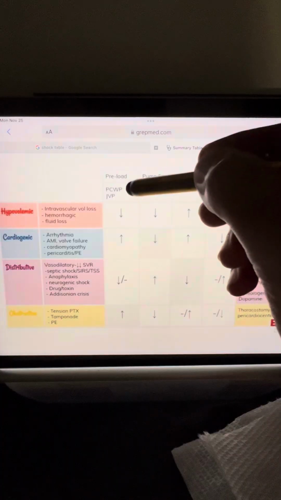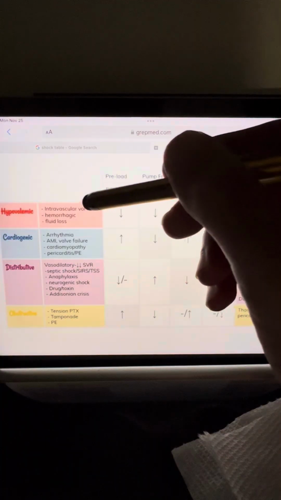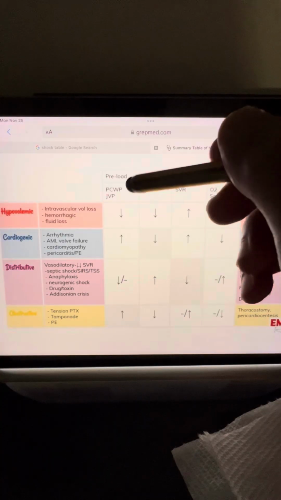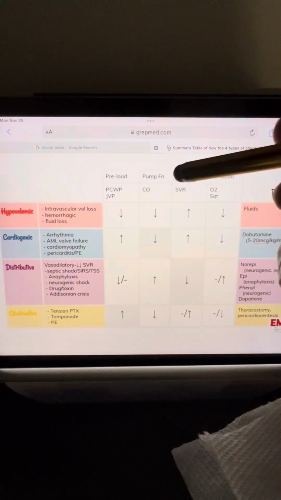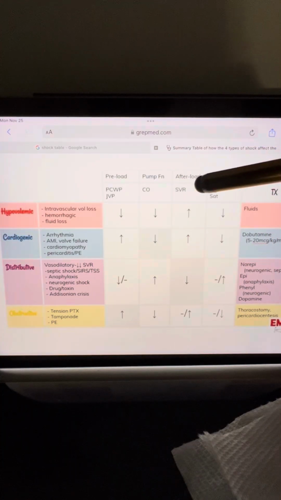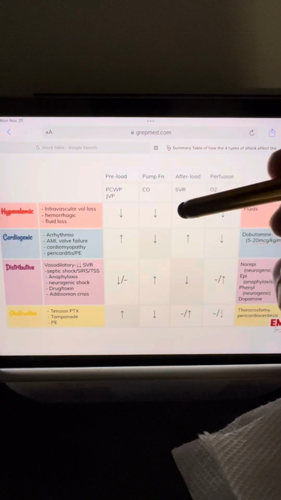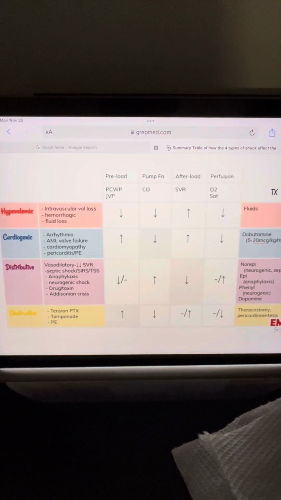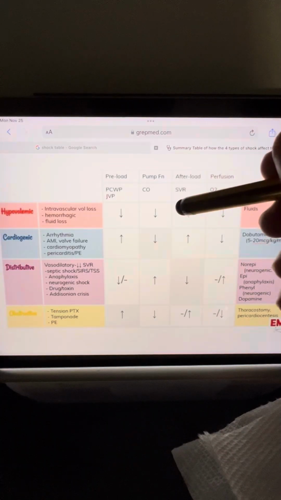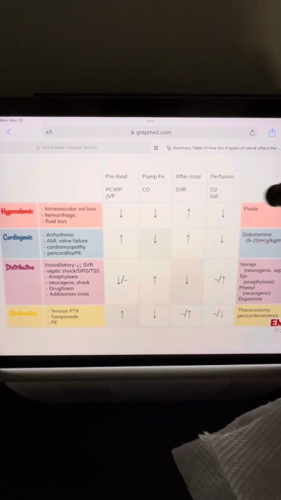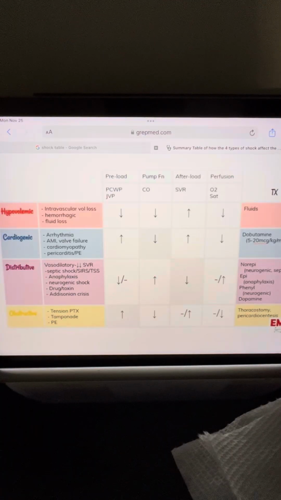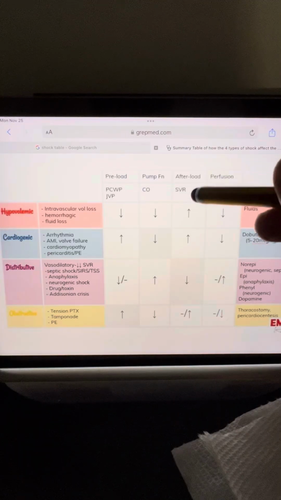This is the PCWP, or the pressure in the left atria of the heart. This is the CO, called the cardiac output, or the amount of blood being ejected from the heart. And this is the SVR, or the systemic vascular resistance. That is the amount of resistance in the blood vessels. So if the systemic vascular resistance increases, then the vessels are constricting. If it decreases, then the vessels are dilating. And then the oxygen saturation is the amount of oxygen in the blood.